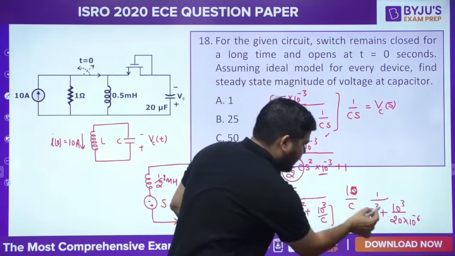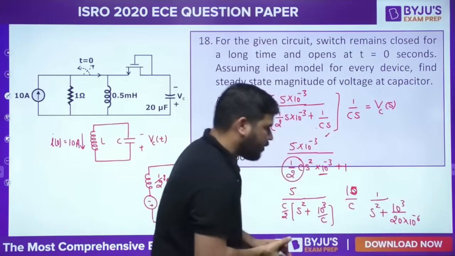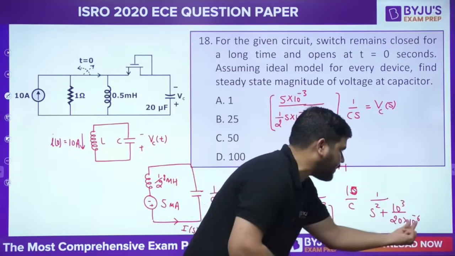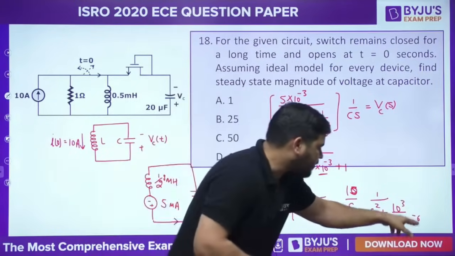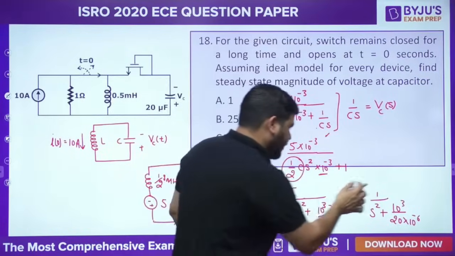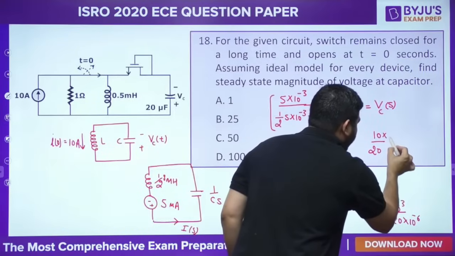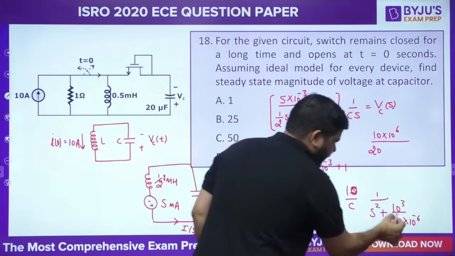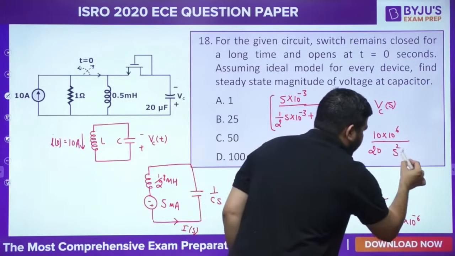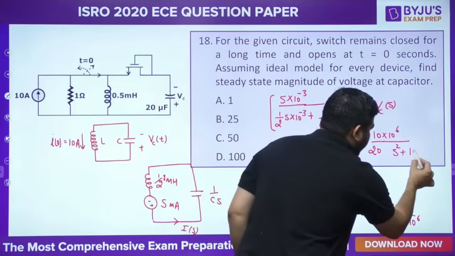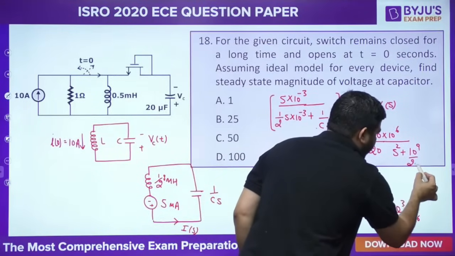Now you will see that this 20 will go in the numerator, or you can simplify this 1000 upon 20 into 10 to the power minus 6. This 10 to the power minus 6 will come in the numerator. So it will become like this: 10 by C, C is 20 into 10 to the power 6, divided by S square plus 10 to the power 9 upon 20.